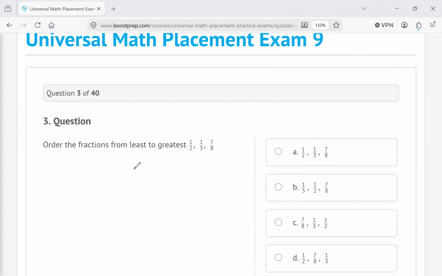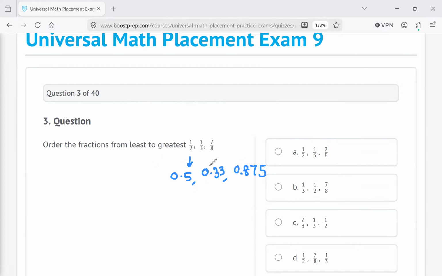Question 3, order from least to greatest. If you know how to, you are provided a calculator on this universal math placement exam. So if you want, you can rewrite these as decimals. One half as a decimal would be 0.5. One third as a decimal would be 0.33. And 7/8 as a decimal would be 0.875, right?